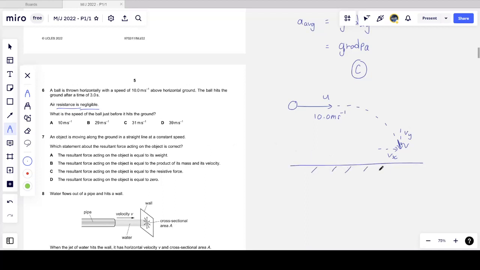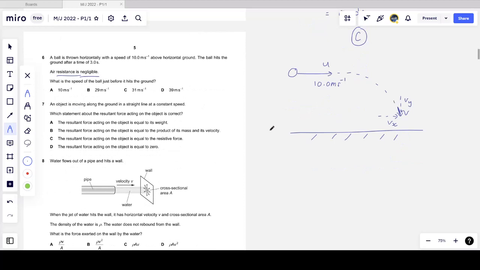Now we want to know the speed of the ball just before it hits the ground. So what we can do is find the vertical component of the speed just before it hits the ground, vy, using a simple equation of motion. v is equal to u plus a times t, where uy is the initial speed in the y direction. But guess what? There isn't a y component. The ball is thrown horizontally, so the initial speed in the y direction is 0.